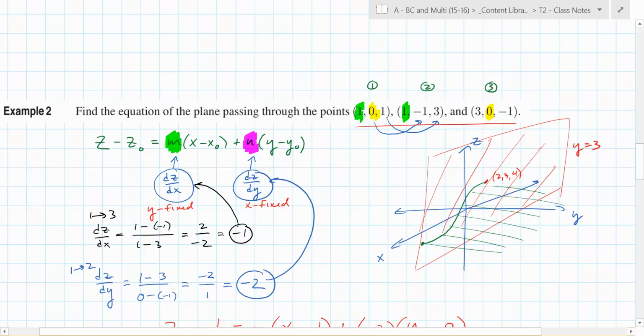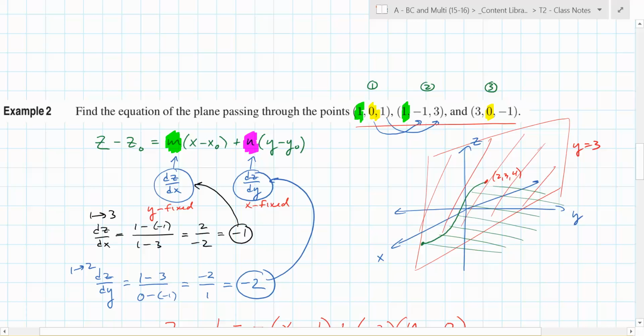Why do we choose that? For partial z, partial y, what has to be fixed? X has to be fixed. So x is fixed right here. So we're going to go from point 1 to point 2. So which one is fixed there? The x is fixed. So what do we have? 1 minus 3, and 0 minus negative 1. So do we have our two values here? Yeah. These are the two slopes in the proper direction.